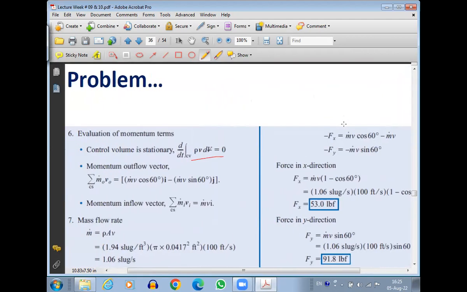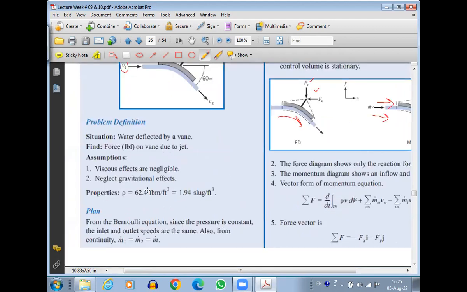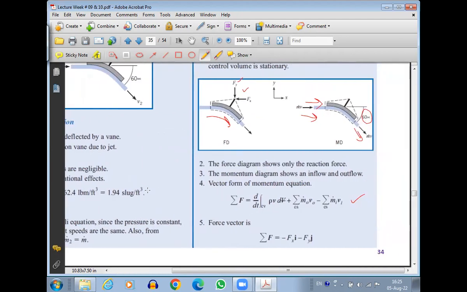So let's discuss the momentum outflow. The flow going out will have x and y components. Looking at the one going out, its x component will be in the positive x direction, but the y component will be in the negative y direction, given the positive x and y axes drawn here.